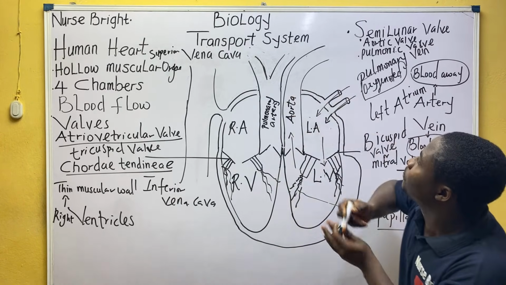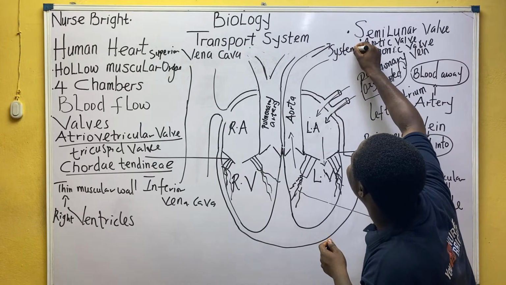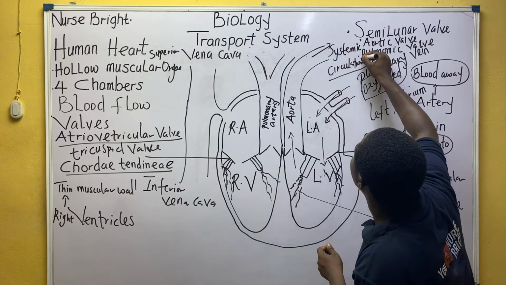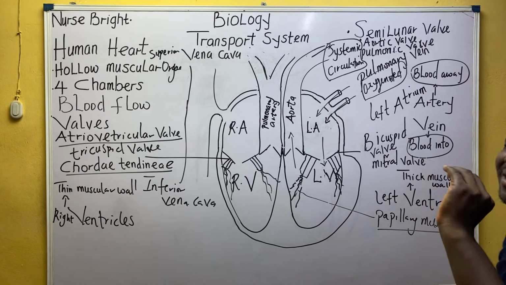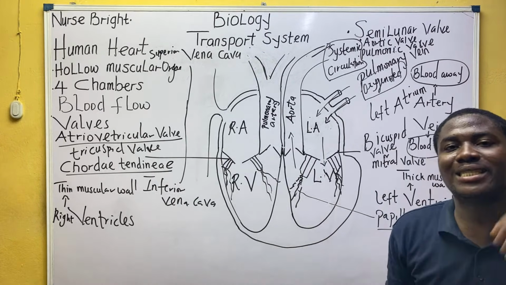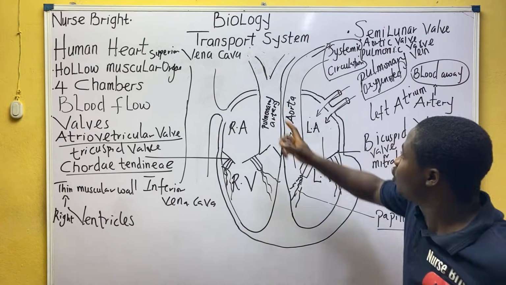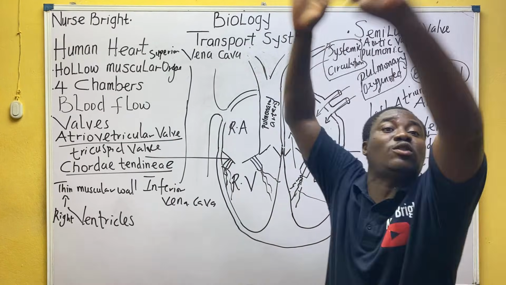Now remember, the aorta takes blood to what we call systemic circulation. I repeat, the aorta takes blood to what we call systemic circulation. What's systemic circulation? It's simply the circulation that supplies blood to all parts of the body. Due to the fact that the aorta is big, it supplies blood to every part of the body.